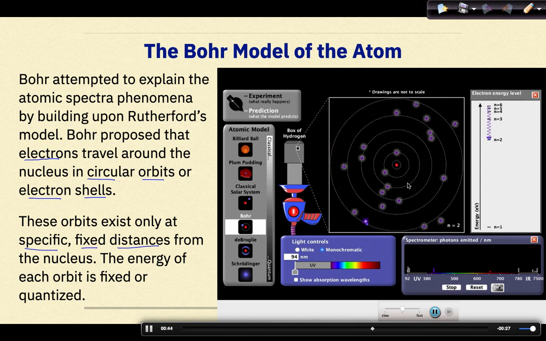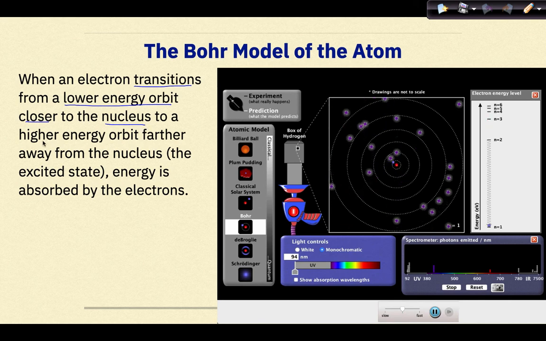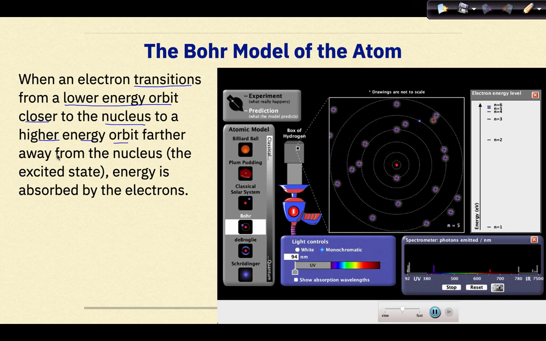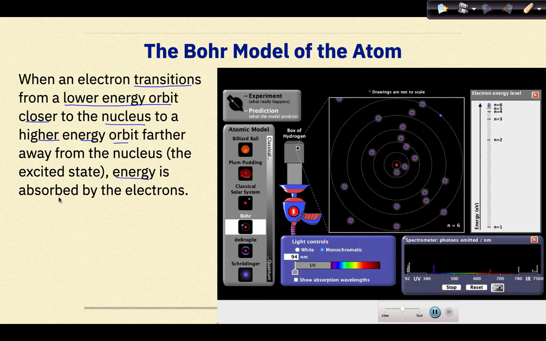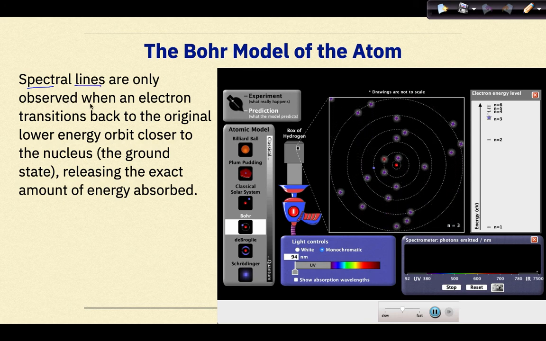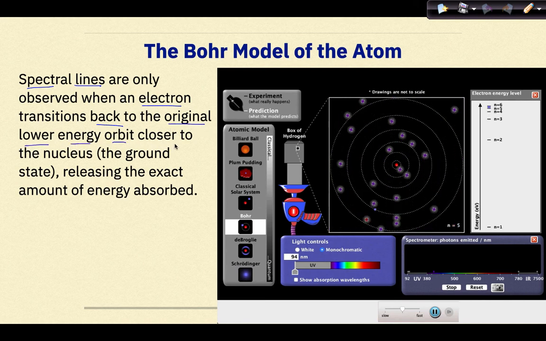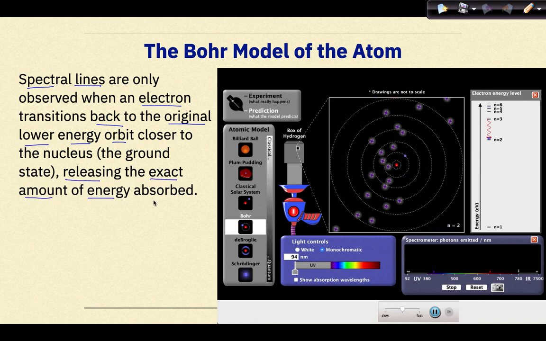When an electron transitions from a lower energy orbit closer to the nucleus to a higher energy orbit farther away from the nucleus, which we know as the excited state, energy is absorbed by the electron. Spectral lines are only observed when an electron transitions back to the original lower energy orbit closer to the nucleus, which we know as the ground state, releasing the exact amount of energy absorbed.